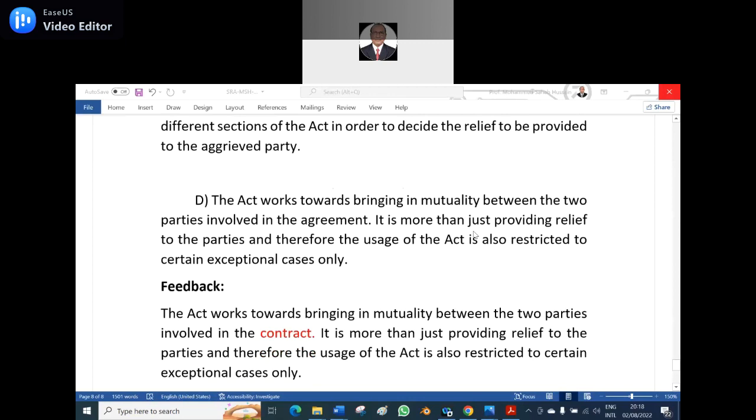Did you see the feedback now? The word contract is highlighted in the red color. Did you see it? It is applicable only for legally enforceable agreements. Yes, that is the point. Legally enforceable agreements are contracts.